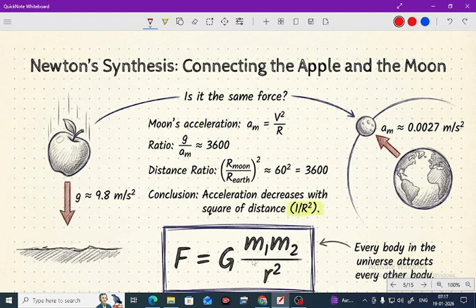So F is equal to G m1 into m2 by r square. Everybody in the universe attracts every other body.